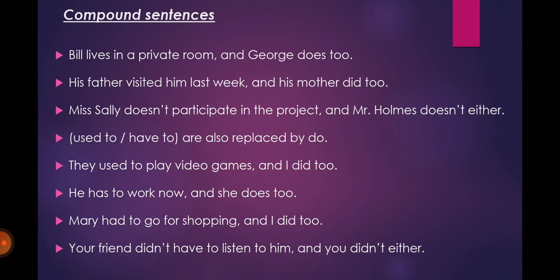combination in compound sentences. He has to work now and she does too. Mary had to go for shopping and I did too. Your friend didn't have to listen to him, and you didn't either. So I have affirmative sentences combined, and we add too for them, or we have negative sentences and we add either for them.